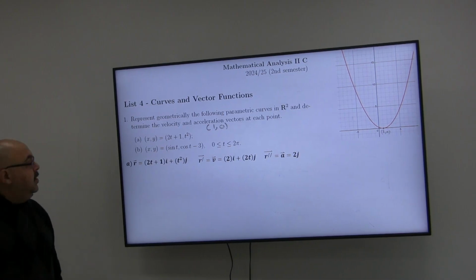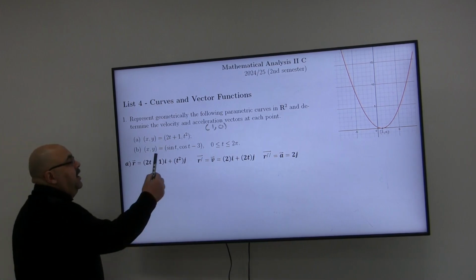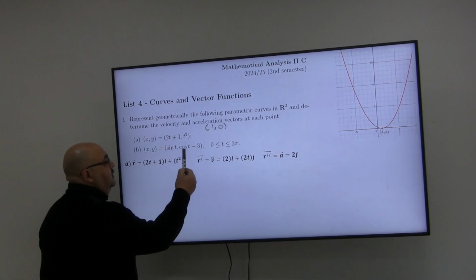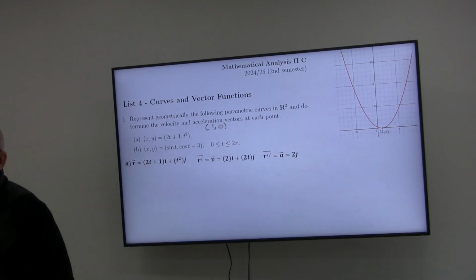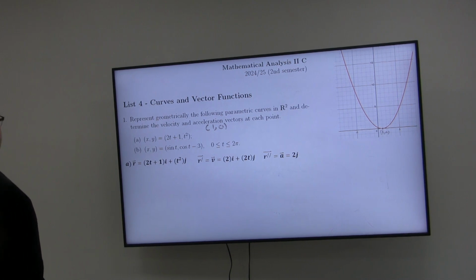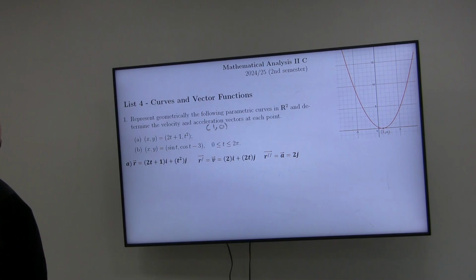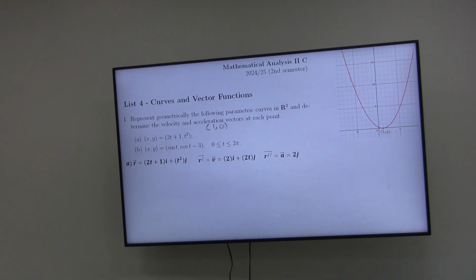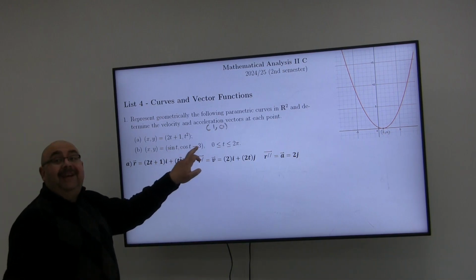Okay, for problem number B, that's cosine t and sine t, cosine t minus 3. It's an equation that will represent a circle. So the second parametric curve is going to represent a circle. But this circle is not with a center at 0, 0. The center will be at 0 in the x direction, but in the y direction at negative 3.